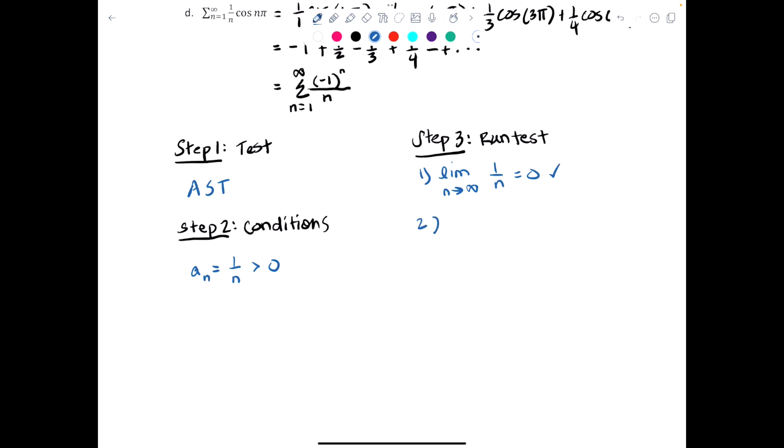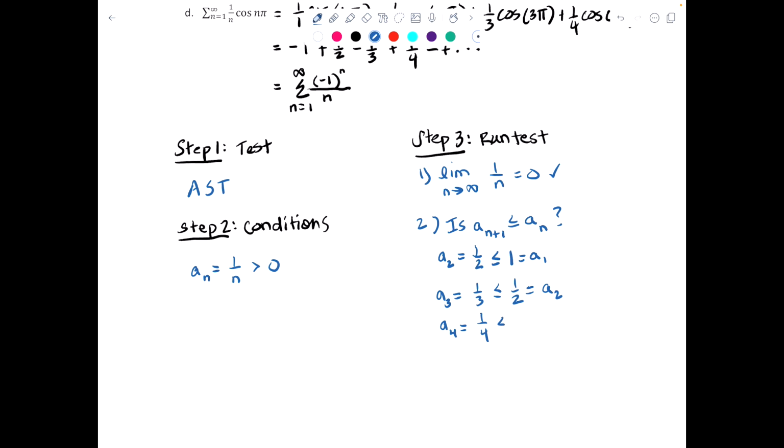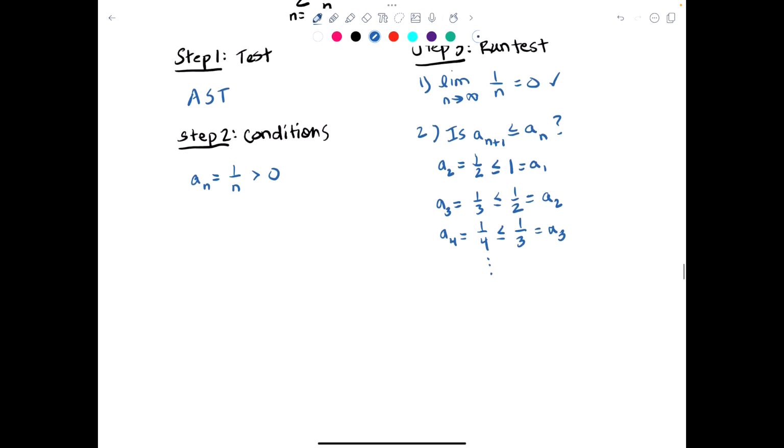And then the second part, comparing successive terms, they need to be less. So is a sub n plus 1 less than or equal to a sub n? Let's check it out. A2 equals 1/2. A1 equals 1 over 1, which is 1, so it's certainly 1/2 is less than or equal to 1. A3 will be 1/3, which is less than or equal to 1/2, which was our A2. And it will trend like this. I'll do one more line. A4 is 1/4, which is less than or equal to 1/3, which was A3, dot, dot, dot. Cool, cool? So we would say yes.